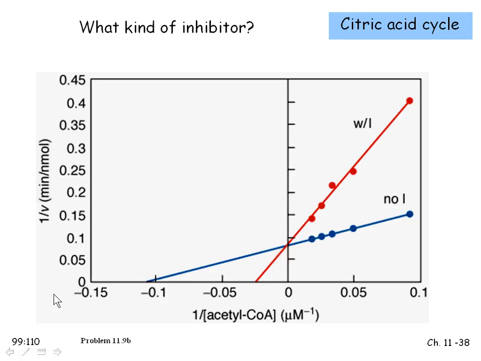So this lower axis is 1 over the concentration of acetyl-CoA, and this axis is 1 over the velocity. That's why we call it a double reciprocal plot. It does have the good effect of making those lines linear. It has the drawback of making them reciprocals. So the further up you go here, the bigger the number. The further out you go here, the smaller the number, because it's a reciprocal plot.